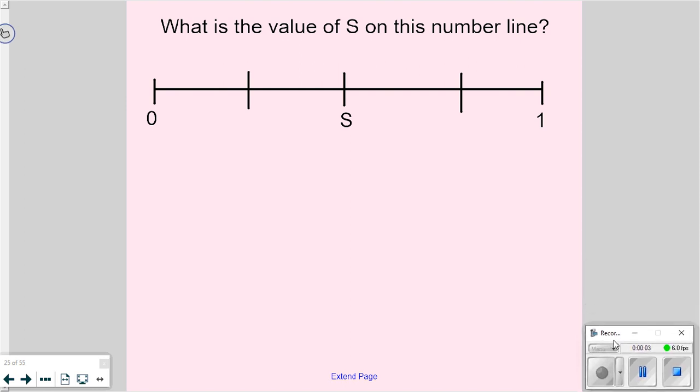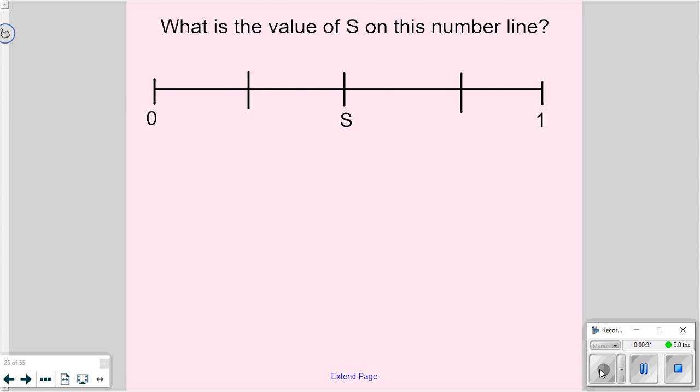Right, our title is on the board. It says, what is the value of S on this number line? So you're going to need to write that question, and then you're going to need to draw this number line, labeling it exactly how I've got it, please. What is the value of S on this number line?